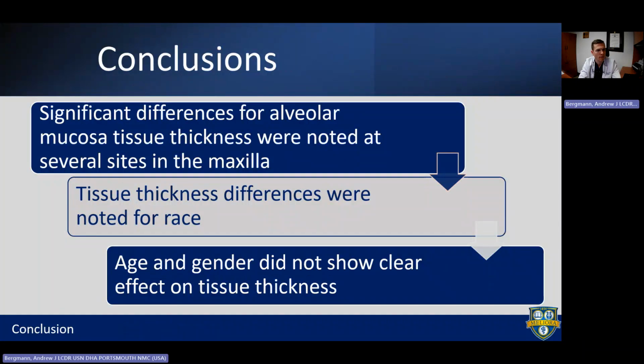So in conclusion, what can we really determine from the study? We found that significant differences for alveolar mucosa tissue thickness were noted at several sites of the maxilla. Tissue thickness differences were also noted for race, with black individuals showing greater tissue thickness than white, and age and gender did not show a clear effect on soft tissue thickness.